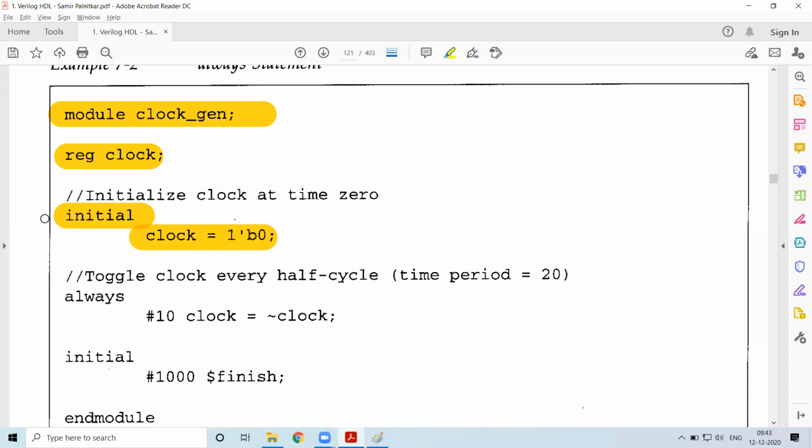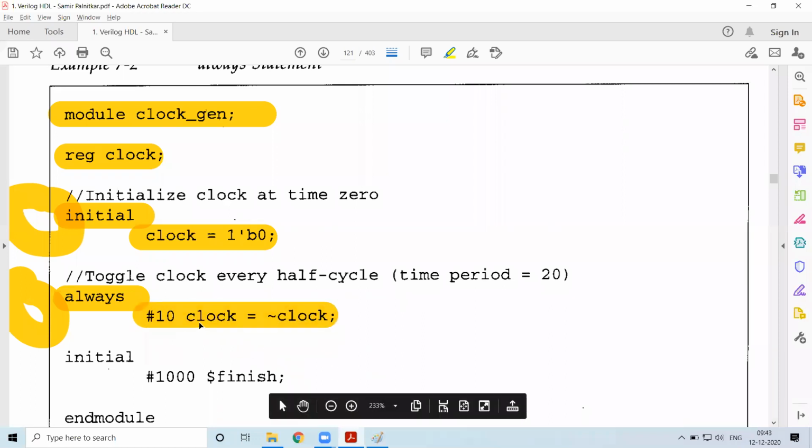Now, this initial block starts its execution at the 0th time unit, and this always block also starts its execution at the 0th time unit. In this always block, you can see that there is only one statement. It is the negation of the clock, so its value gets toggled. If it was 0 previously, it becomes 1. If it was 1 previously, it becomes 0. So this keeps on repeating.